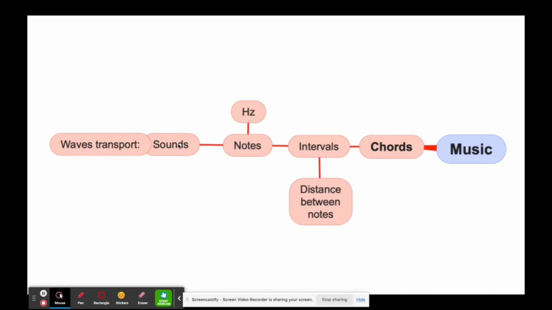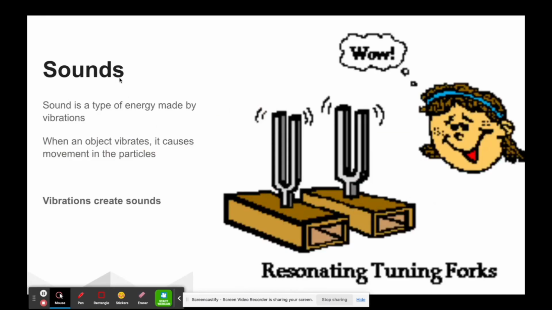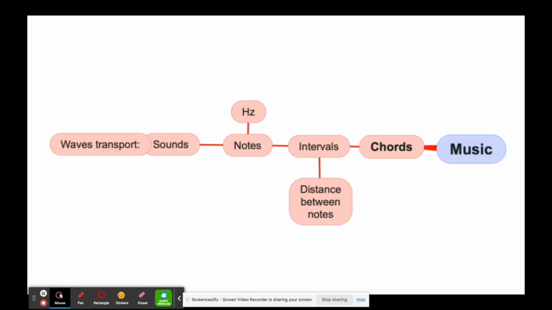Sounds are a type of energy made by vibrations. The best example of this is tuning forks. We know that every time we hit a tuning fork with a surface, it makes a specific sound. And this is kind of annoying. But this specific sound, sorry, depends on the hertz.